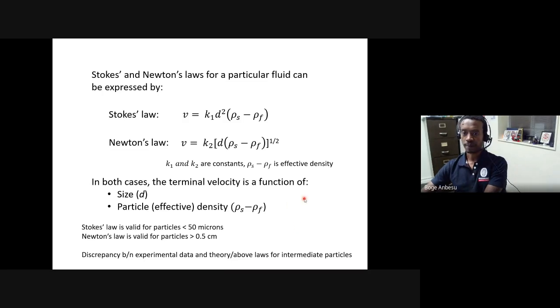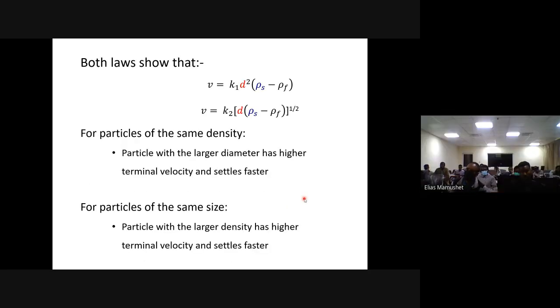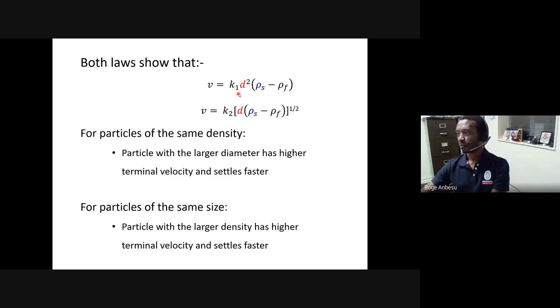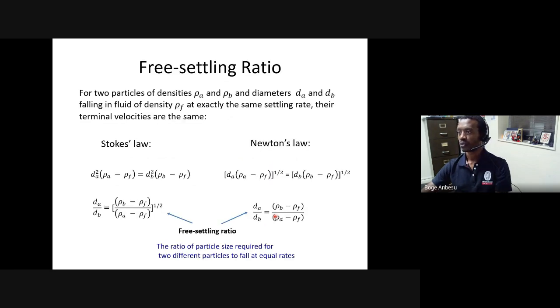Okay, but still we use these models to try to predict terminal velocity and try to predict separation performance in a given classifier. Okay, so again, based on those expressions, for example, if particles have the same density, larger particles have a higher terminal velocity and they fall faster. If they have the same size, particles that are denser obviously will have higher terminal velocity and they settle faster. Okay, so it's either the density or the size that matters most.